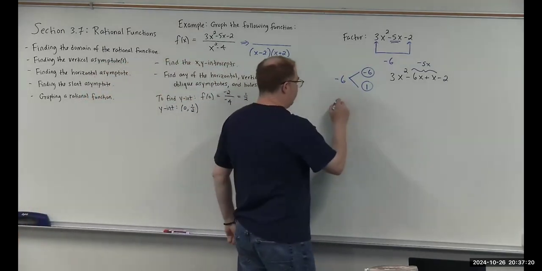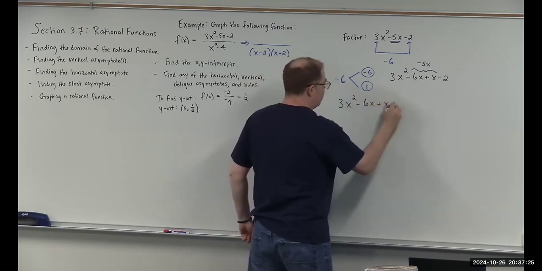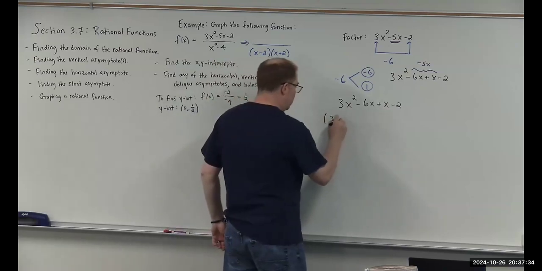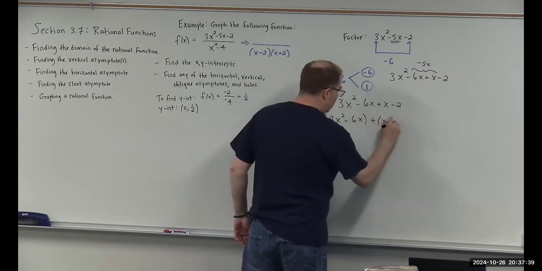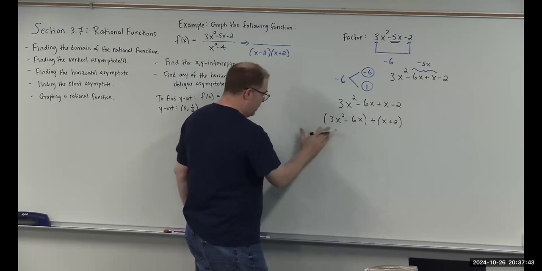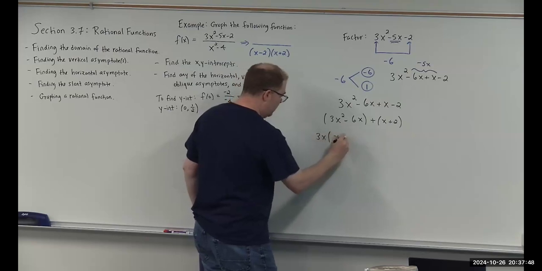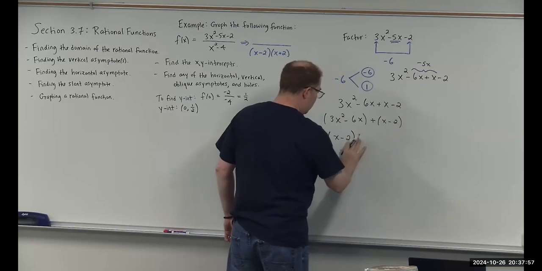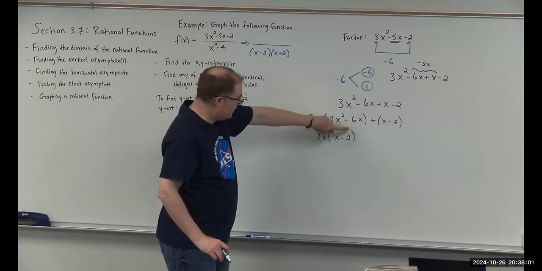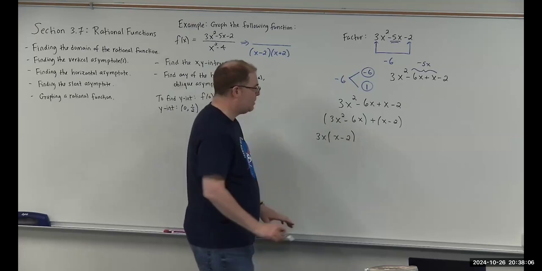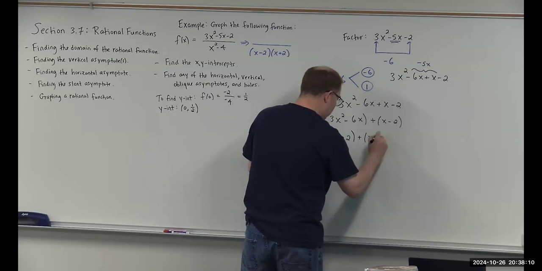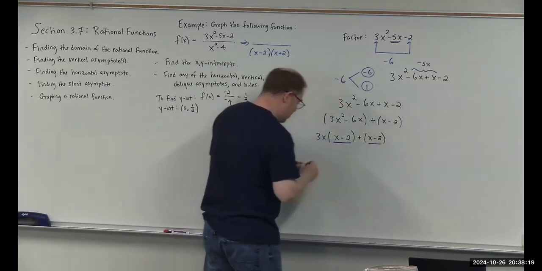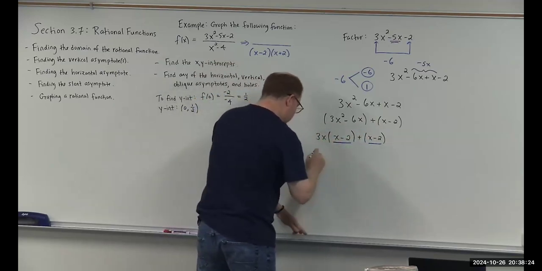So then we have 3x squared minus 6x plus x minus 2. We have four terms, so that means we're going to use factor by grouping, something we discussed before. We factor out as much as we can. We factor out 3x, so that leaves us with an x here, and minus 2, because minus 2 times 3x is negative 6x. And here we have x minus 2. Then we notice that x minus 2 is a common factor of both of these, so we can go ahead and factor out the x minus 2.